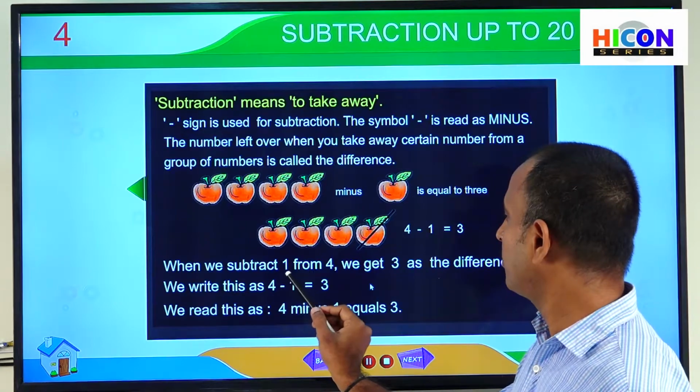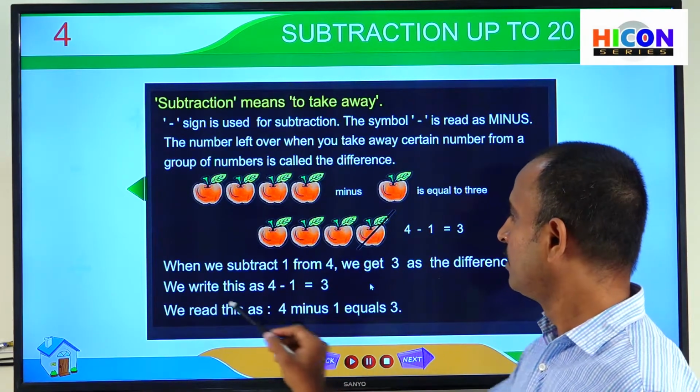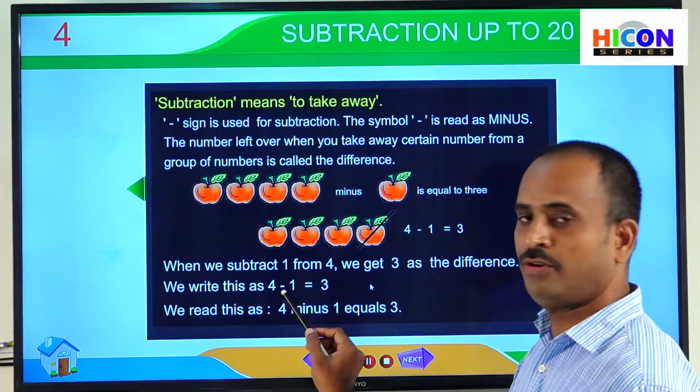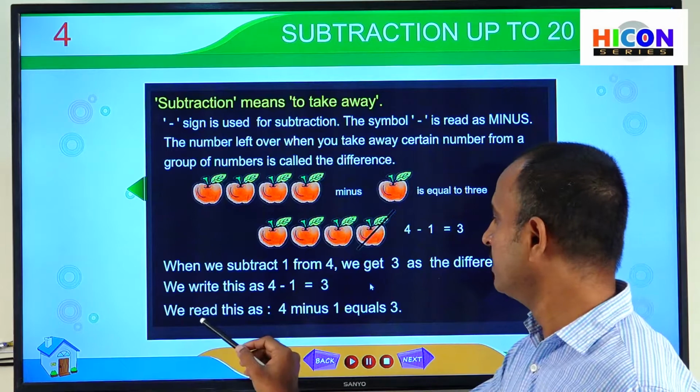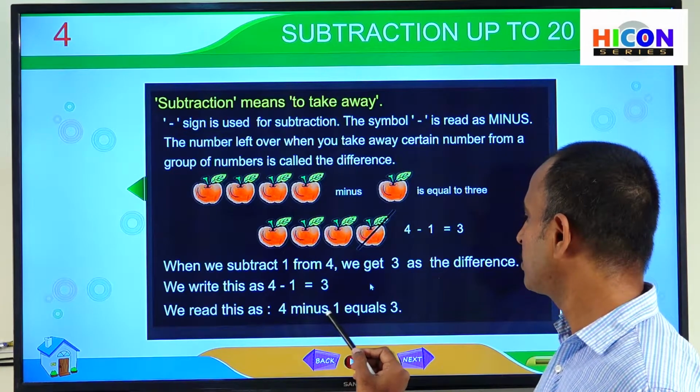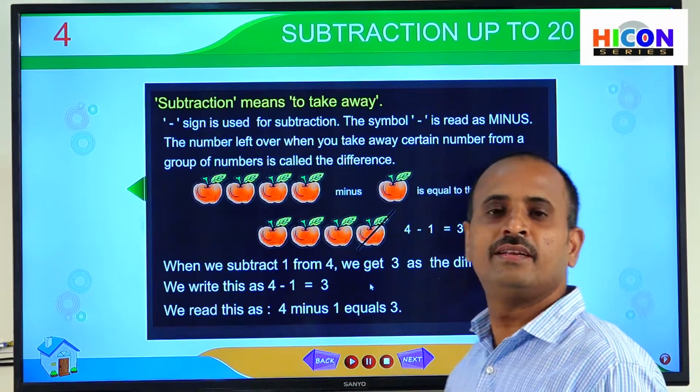So when we subtract 1 from 4, we get 3 as the difference. We write this as 4 minus 1 is equal to 3. We read this as 4 minus 1 equals 3. So children, do you understand it?